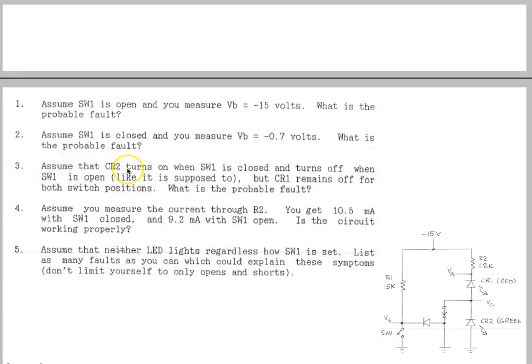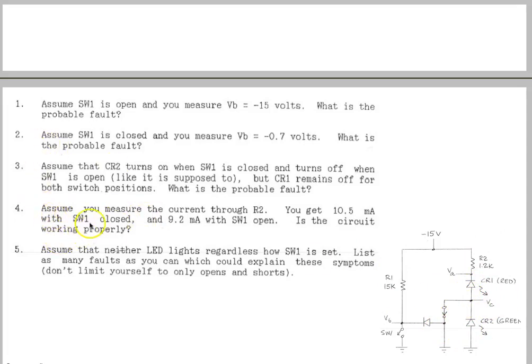Third question: assume that CR2 turns on when the switch is closed and turns off when the switch is open, like it's supposed to do, but CR1 remains off for both switch positions. What is the problem here? In that case, you can say the transistor is turning on and off like it should, and there is a current path through CR2. So it looks like CR1 is either shorted or something is wrong with the LED.